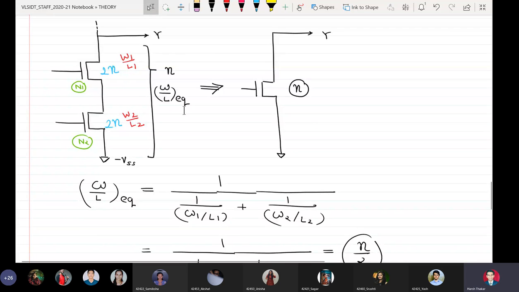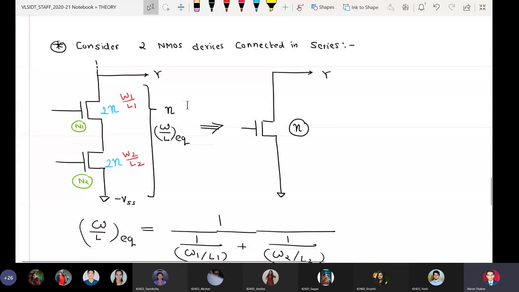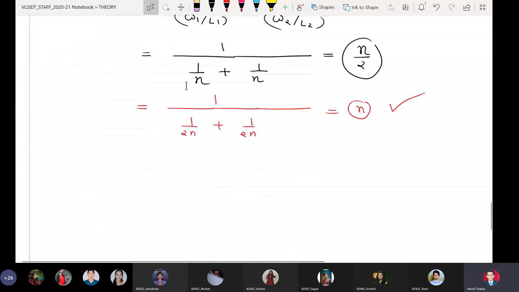The same applies there. So if these two devices would have been PMOS, then this should have been a pull-up network. In that case, my sizes would be 2p and 2p. But please understand one thing, that n is equal to 1.5 and p is equal to 3.75. You have to always remember this thing.